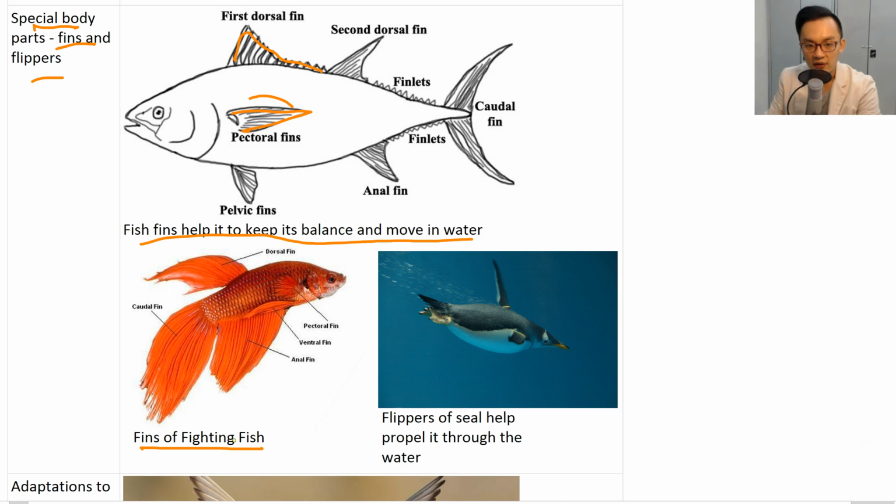So you have the fins of a fighting fish. So there's the dorsal fin, the pectoral, the ventral, the anal, and the caudal. But you don't have to know all these names. Flippers of seal help to propel it through the water. So these are the flippers of the seal. And when they push it back, it will help the seal to move forward. So these are special body parts, fins and flippers, that help the fish to move.